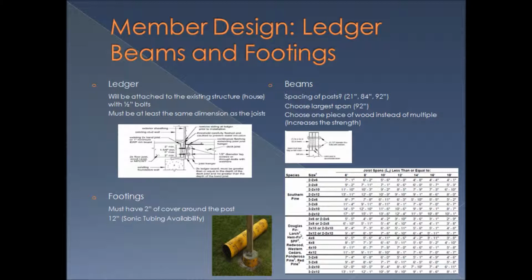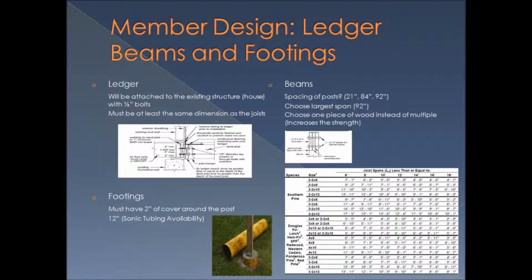Onto the beams. These will be notched into the posts, as you can see in this picture. A notch is a section of the post that is taken out to allow the snug fit of the beams. These are typically made up of 1 to 2 pieces of lumber, as you can see there. First, we need to know the spacing of the posts, as these spaces will be our spans for the beam.